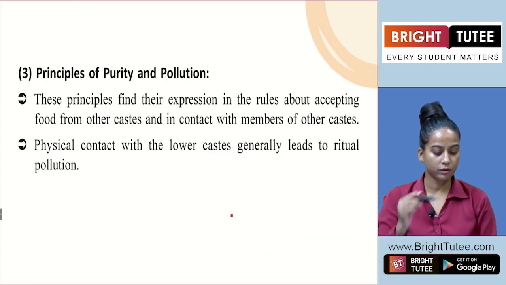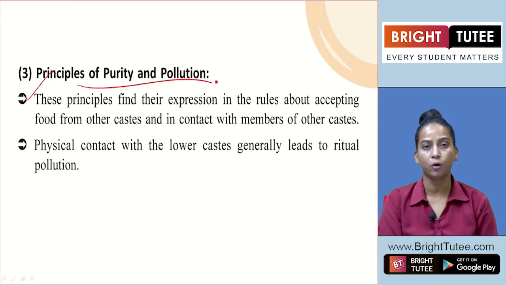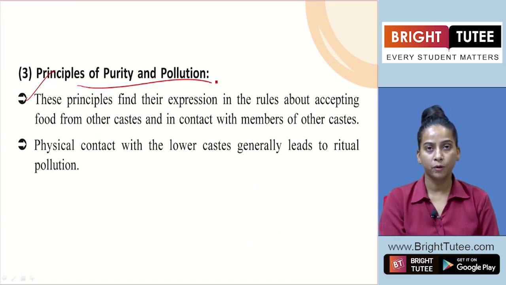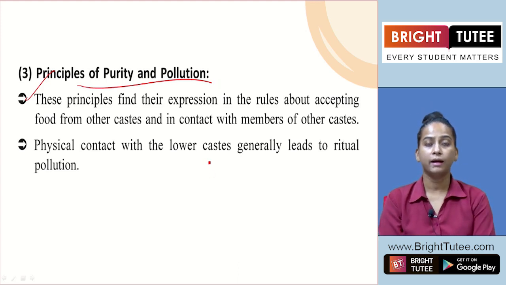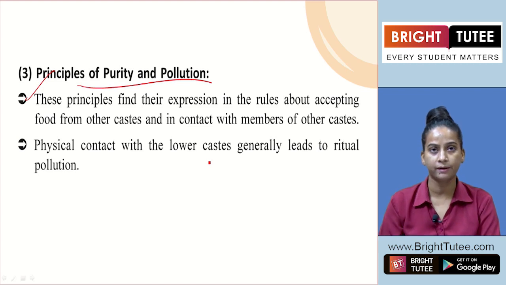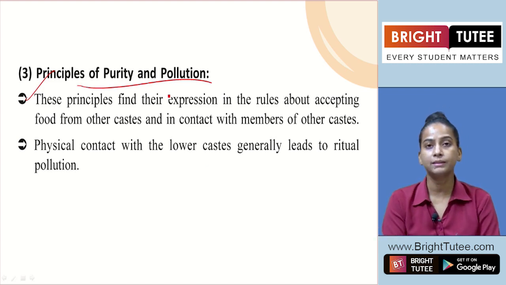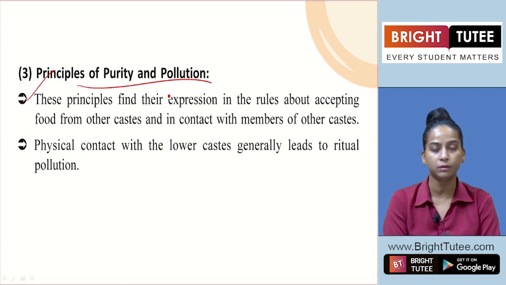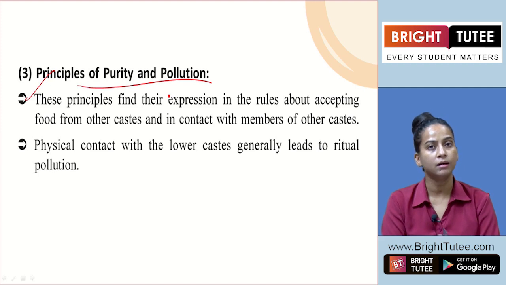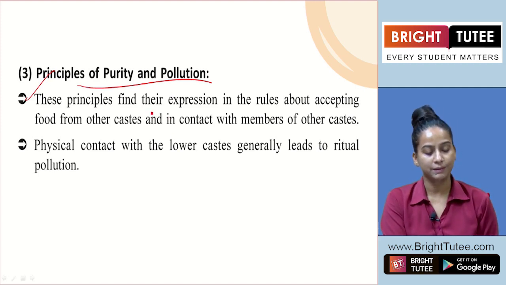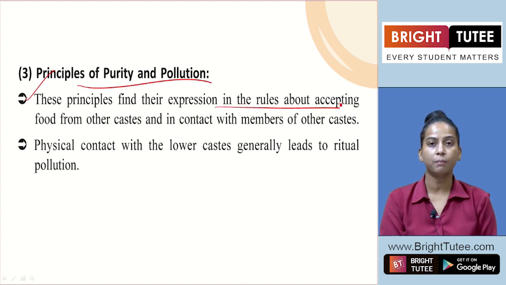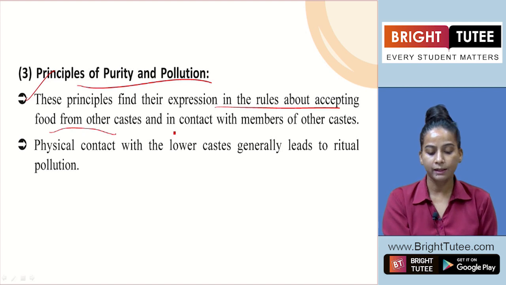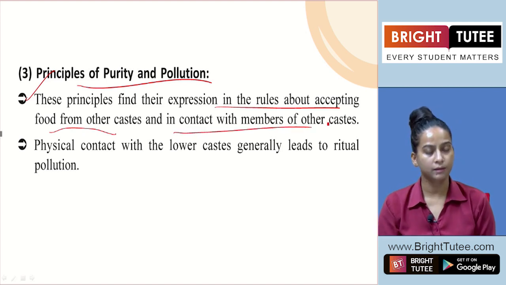Next, he mentioned the principles of purity and pollution: how people in the caste system talk about purity and what things create pollution among a particular caste. The arrangement of castes in this hierarchy, ranking or order, and their separation from one another, is totally based on the principle of ritual purity and pollution. These principles find their expression in the rules about accepting food from other castes and in contact with members of other castes.